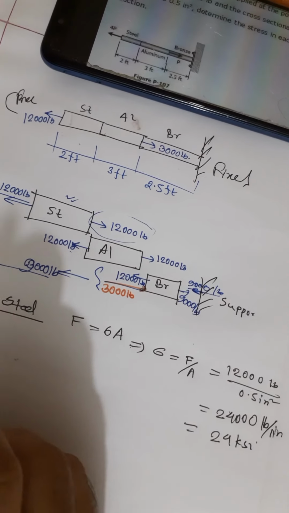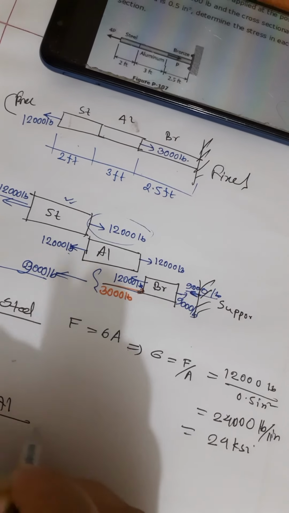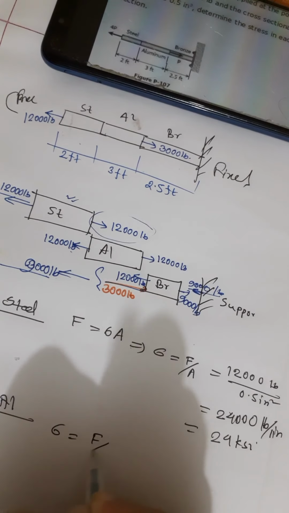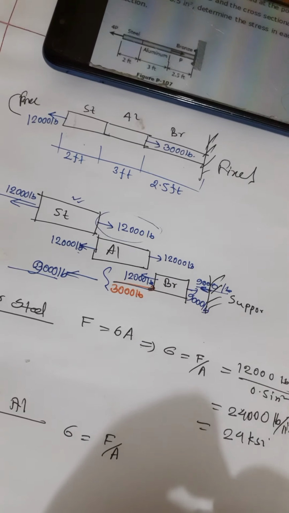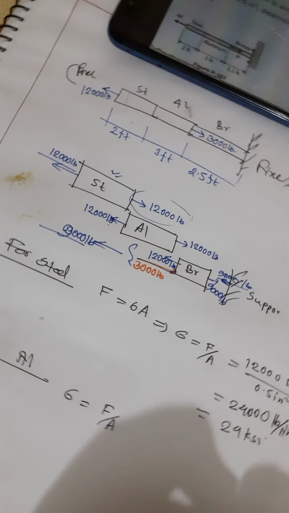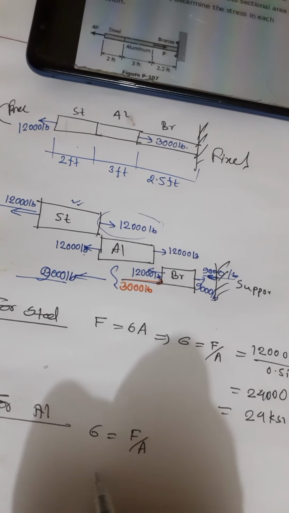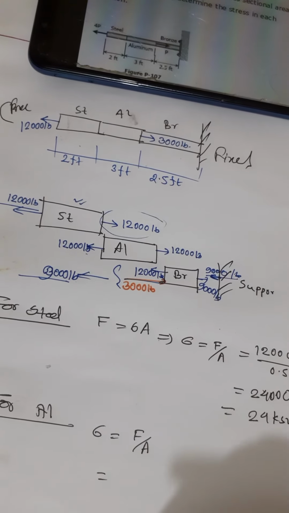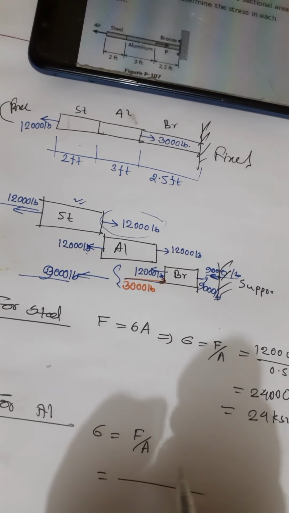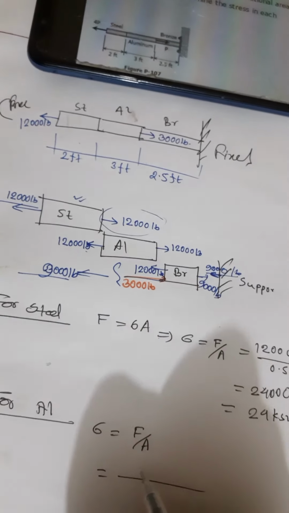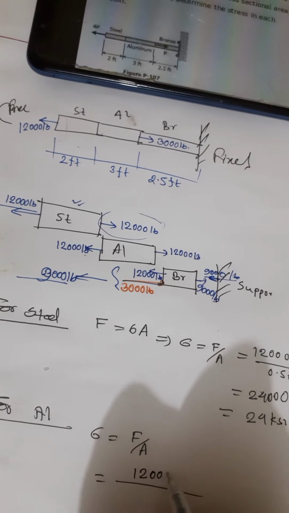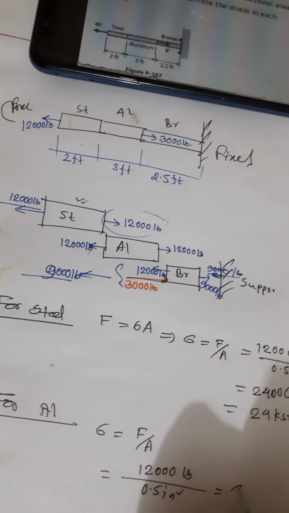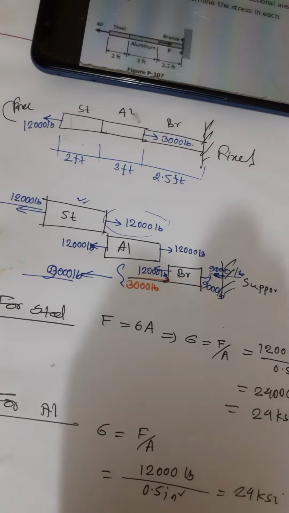Similarly for aluminium, sigma equals F by A, and we know F for the aluminium is also 12,000 pound, and the cross section area is also the same 0.5 inches square, that is equal to 24 KSI.